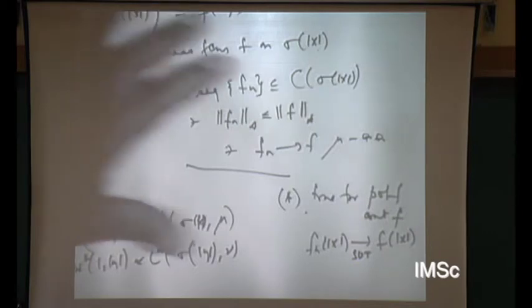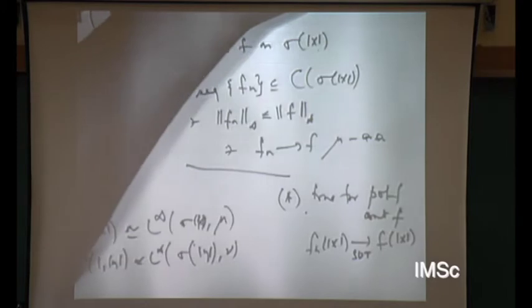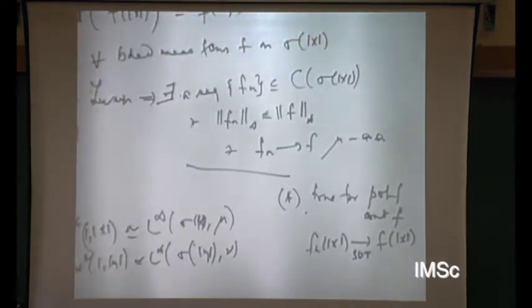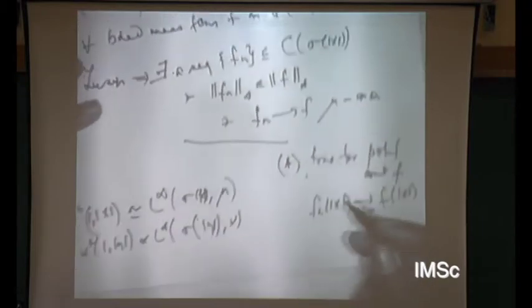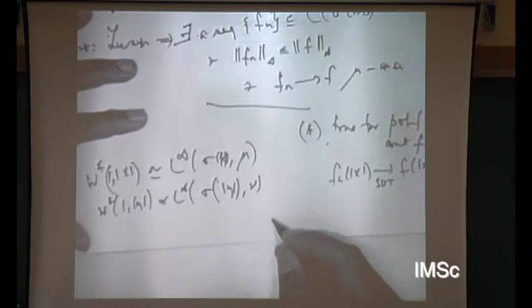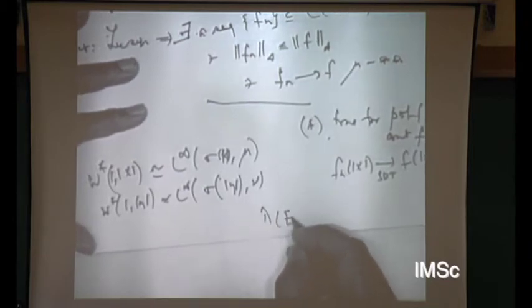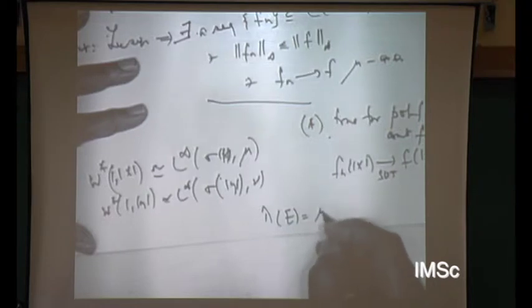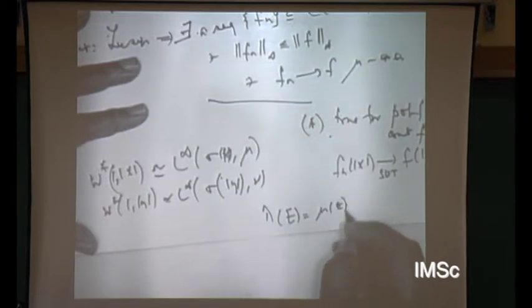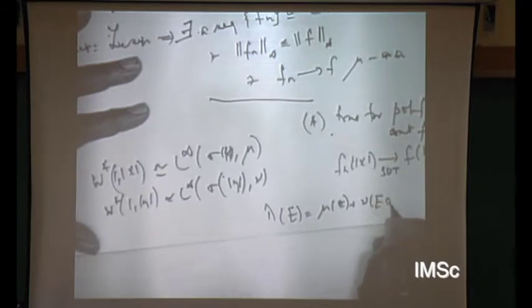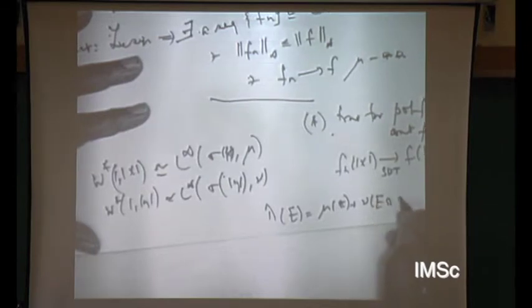So this is true for any measure on the spectrum of mod x. I can take a measure, for example, I can define lambda of E equals mu of E plus nu of E intersect spectrum y.